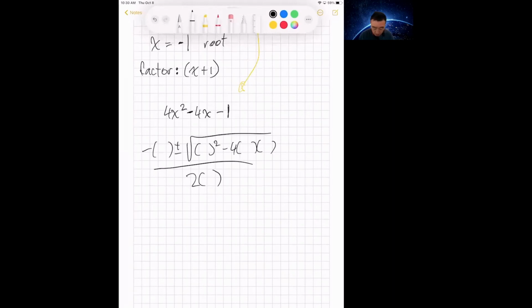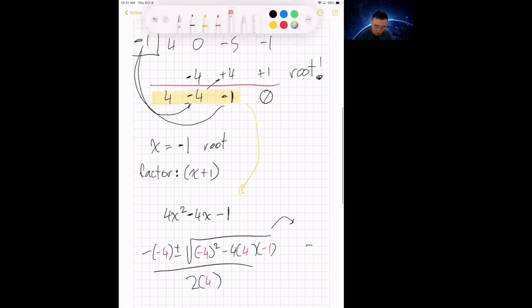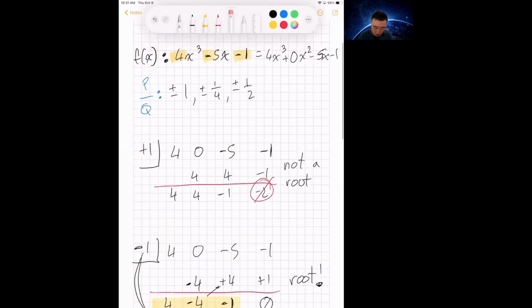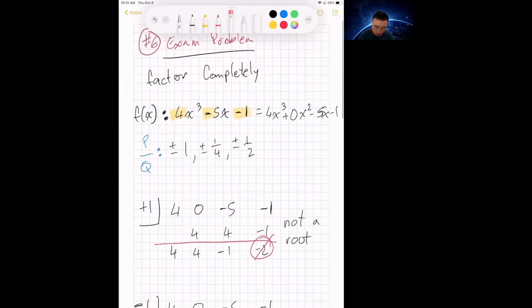All right. So from there, you just use the quadratic formula to get the other ones, okay? So the main thing that I wanted to show you is that there's an x squared term missing, and you just gotta watch out for that 0 when you do the synthetic division, okay? Good luck.